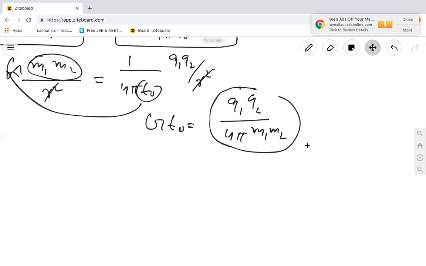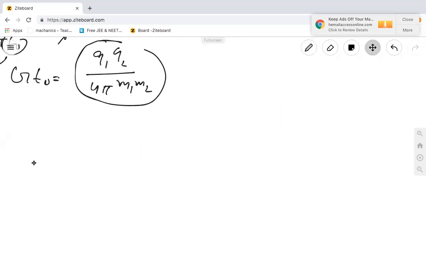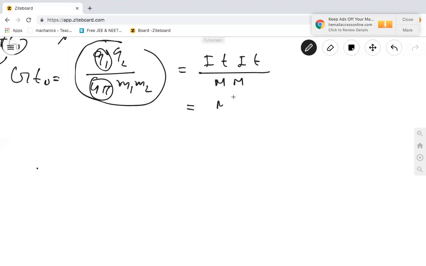Okay. See here. Q is current into time. Second Q is also current into time. 4 pi is dimensionless, written as 1. M1 is M. M2 is also M because both are masses. So what should I add? M minus 2 if it goes up.